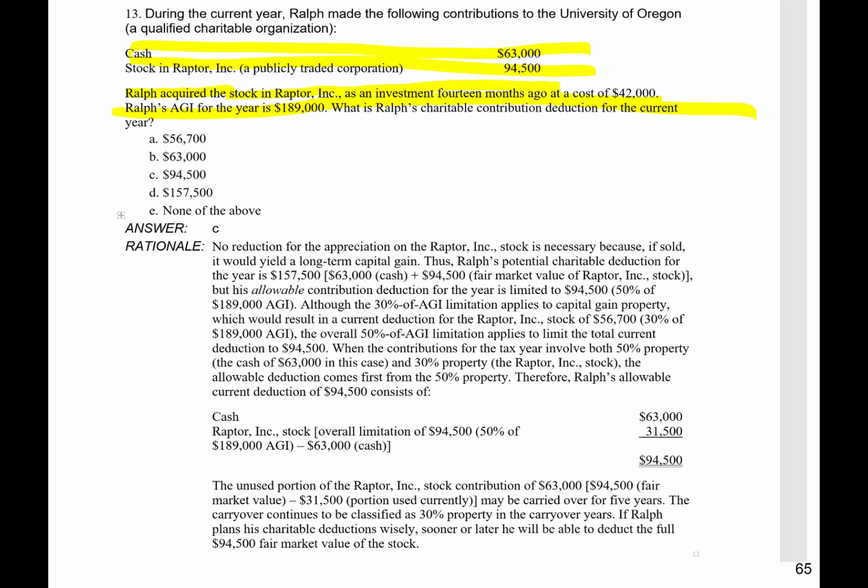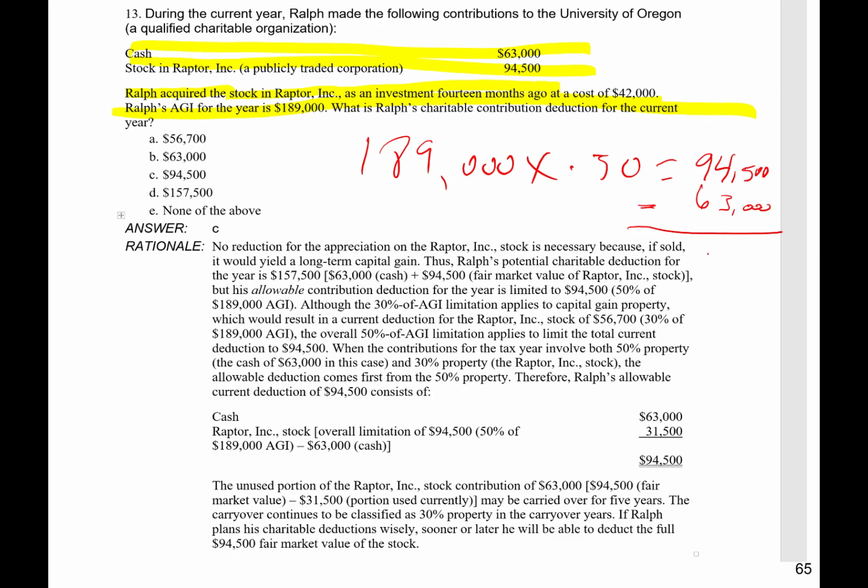So the guy makes 189,000. If he makes 189,000, then what's going to happen? Let's just go ahead and write this here. 189,000 times what? 0.50 gives him how much? 94.5. Okay, this is how I would calculate it. 94.5. And then I'm going to take the cash off of there, right? Because you have to first use up the 50% category. So that leaves him 94,500 minus 63.